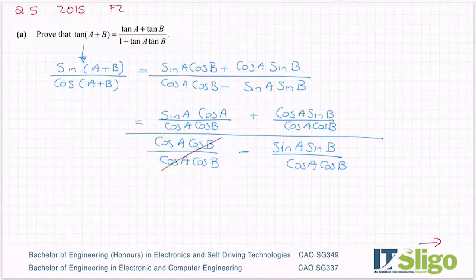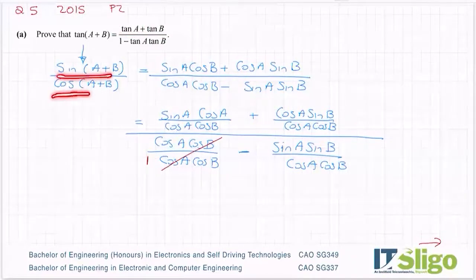So straight away, there's my 1. And then you can see that I need tans all over the place. But remember, tan is sine over cos. So anytime I have sine over cos, I can write it as a tan. Let's take each of these pieces one by one and see what we can do.